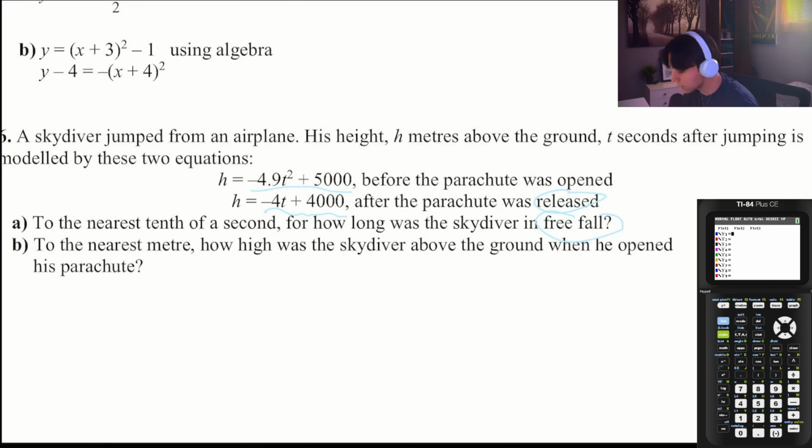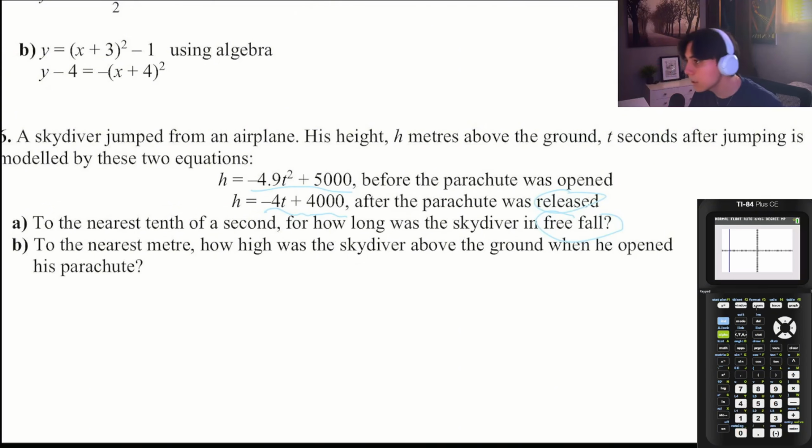There are two ways we can do this. We can do this with our calculator, or we can do it by setting these equations equal to each other. The way I'm going to do it is with my calculator. I think it's good that we are able to do these calculator skills. So we're going to put in our first equation, -4.9x squared plus 5,000. And then we're going to do the other equation, which is -4t, so -4x plus 4,000. And we're going to try to find the intersection points.